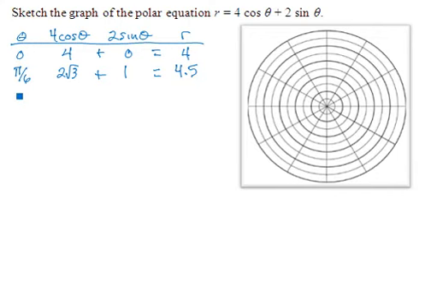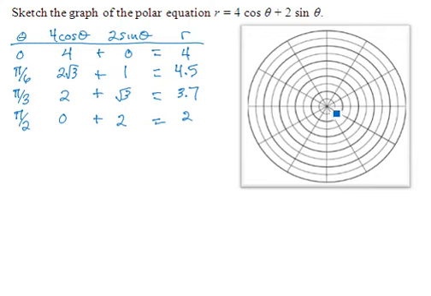If we go to a pi over 3 radian angle, that's this direction, we'll have a cosine equal to 1/2, so 4 times 1/2 is 2. Sine will equal root 3 over 2, and when I multiply by 2, I just get root 3. Adding those gives me the r value I need, and 2 plus root 3 is approximately 3.7. If I go to pi over 2, I have 4 times nothing. Cosine of pi over 2 is 0. Sine is 1, so I get 2 times 1 for 2 here, for a value of 2 for the r value. Let's plot what we have so far.